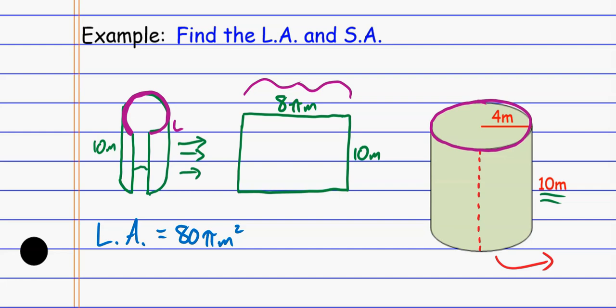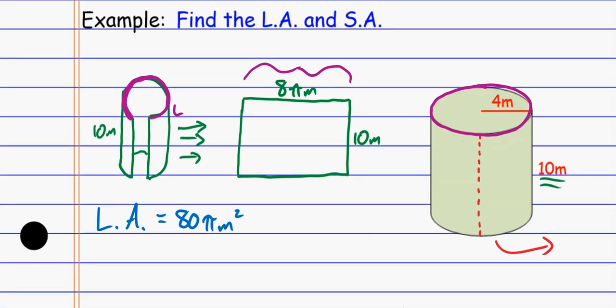I'm going to leave it the way it is for right now because, again, when I find my surface area, I'm going to add more to this. I want to wait till the end to round it off if I'm going to round it, okay? And so now I need to include the area of the bases.